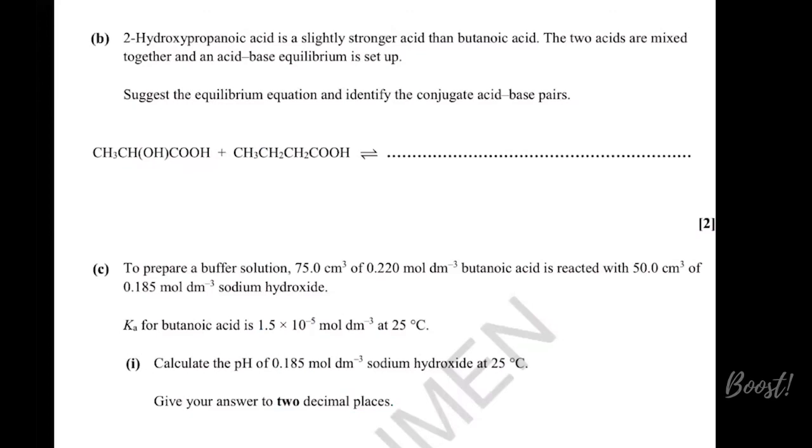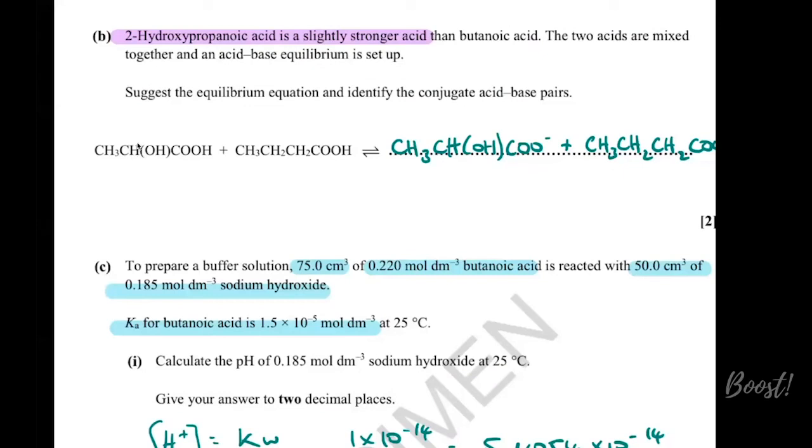Another question about the conjugate pairs. 2-hydroxypropanoic acid is a slightly stronger acid than butanoic acid, so it's told us, rather than giving us the Ka, that hydroxypropanoic acid is stronger. The two acids are mixed together and an acid-base equilibrium is set up. Suggest the equilibrium equation and identify the conjugate acid-base pairs. So again, like the question before, we want to identify the hydroxypropanoic acid, which is our stronger acid, which is the one on the left-hand side there. And then the acid, our hydroxypropanoic acid, is what loses the H plus ion. So that's where we end up with.